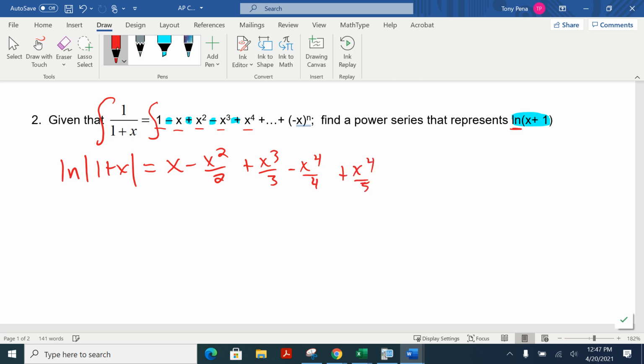But what we ultimately want, this should be a 5, is that general term. Because again, I'm looking for the series, and the series means I want all of them. And the only way we do that is with the general term.